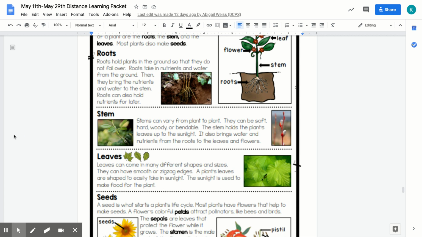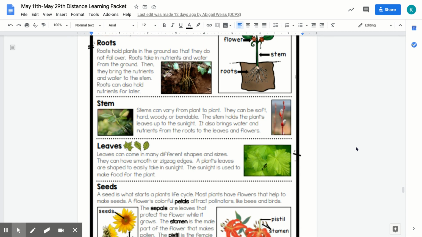Roots. Roots hold plants in the ground so that they do not fall over. Roots take in nutrients and water from the ground. Then they bring the nutrients and water to the stem. Roots can also hold nutrients for later. See the roots down here? The roots are how a plant feeds itself. It's where the water comes in, and it's where the nutrients are stored.